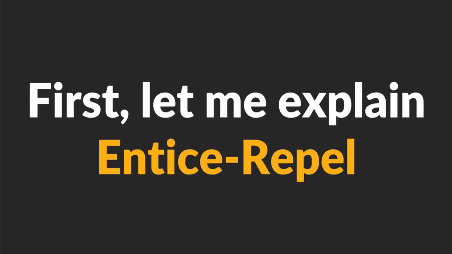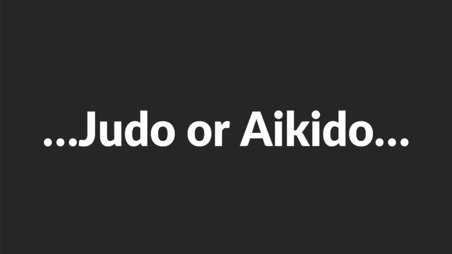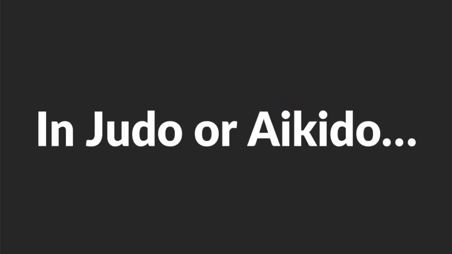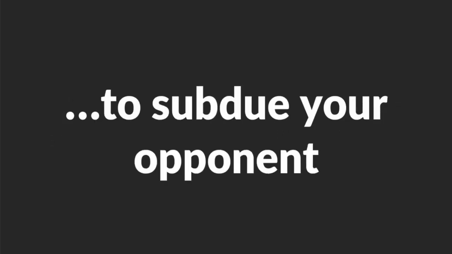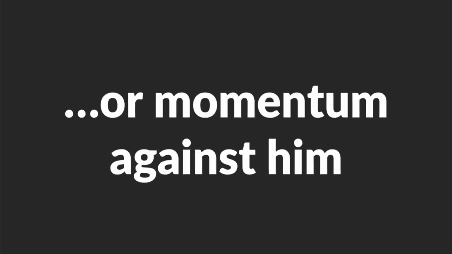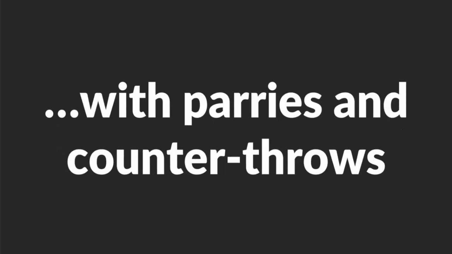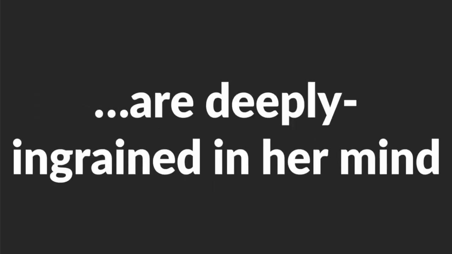First, let me explain entice-repel. If you've ever tried a martial art like judo or aikido, then you'll be familiar with the entice-repel concept. In judo or aikido, you don't use your own force to subdue your opponent. Instead, you use your opponent's own weight or momentum against him. That's why you see practitioners beat their opponents with parries and counterthrows. Now, this concept is important because your woman's daddy issues are deeply ingrained in her mind. And you can't force her issues out of her.